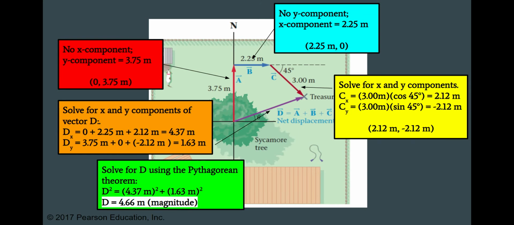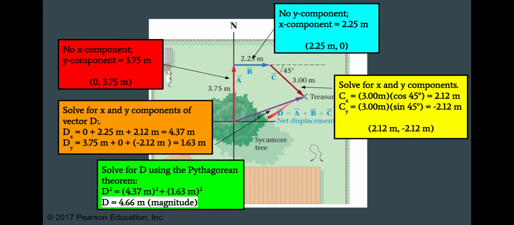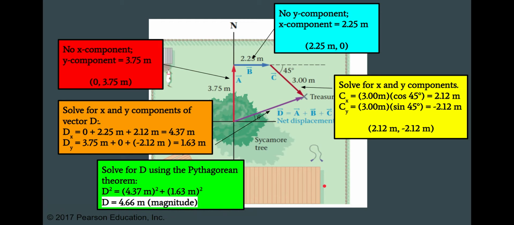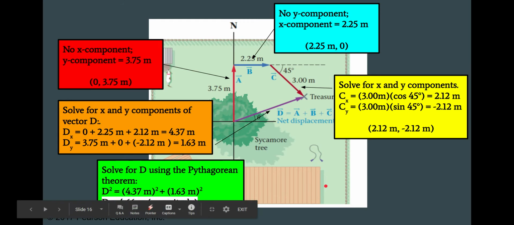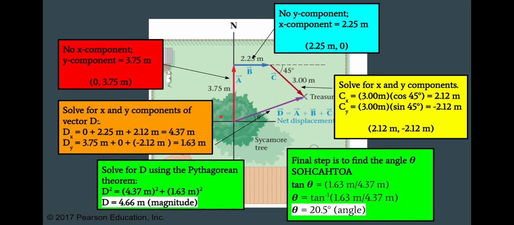And to solve for D itself, which is the thing we need, we want to know this net displacement. So the magnitude here, we just use the Pythagorean theorem. So D is going to equal 4.66 meters. We are almost done. The last thing we need is this angle theta. And to do that, we're going to use SOHCAHTOA again.